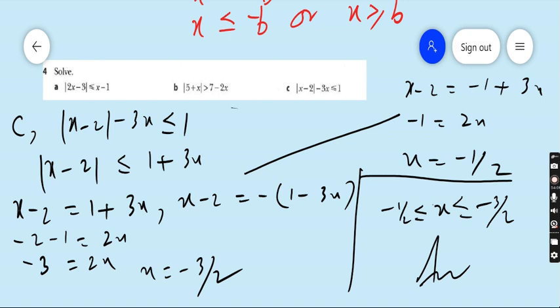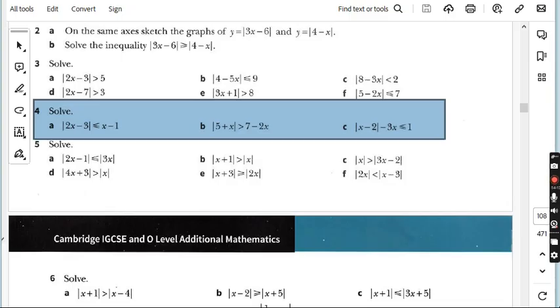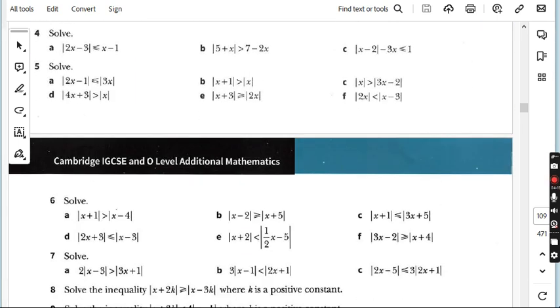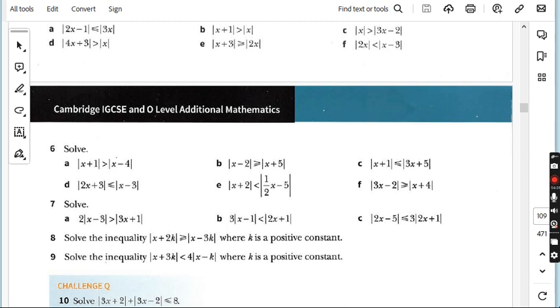So students, this is our today's class where we finished the first 4 questions of exercise 5.2, and in the next lecture I will try to finish all the remaining questions.